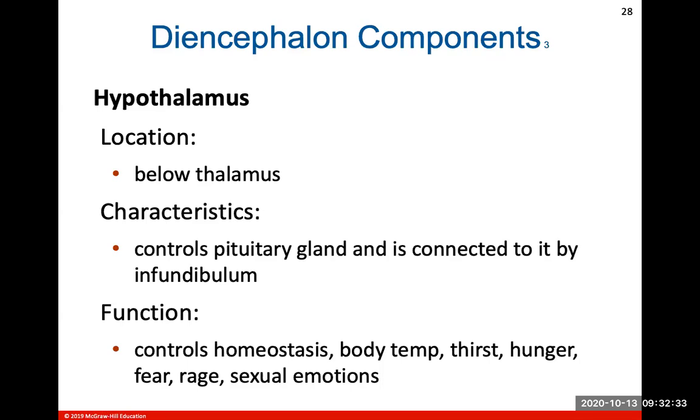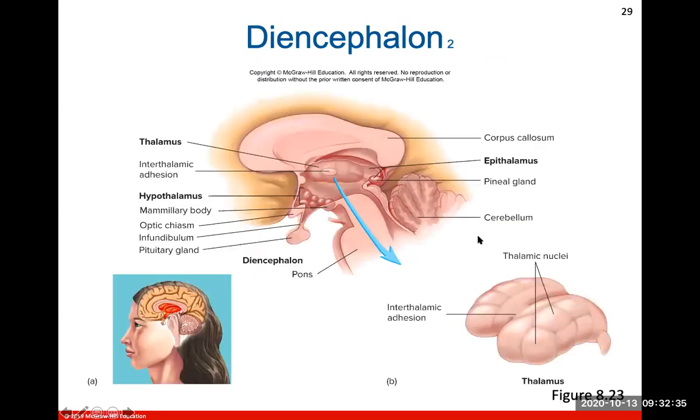rage, sexual emotions. So here's another look at the diencephalon. You can see the thalamus is divided into these two kind of modular halves. The epithalamus is located kind of right behind it there. It involves the pineal gland. And then the hypothalamus is located right underneath the thalamus.